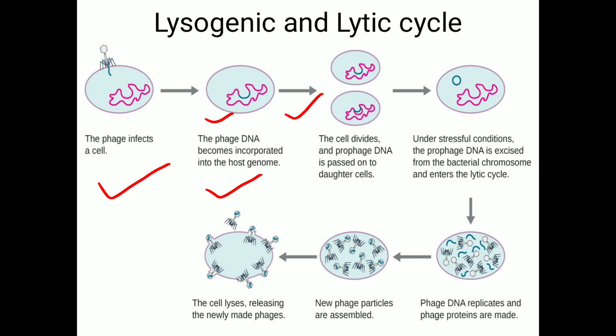The cell divides and the prophage DNA is passed on to the daughter cells, that is, the host DNA along with the prophage is transferred, and a daughter cell is formed. Then, when it becomes mature, under stressful conditions the prophage DNA is excised from the bacterial chromosome and enters into the lytic cycle, just like this. Again here the lytic cycle is also given. What happens, we already told.